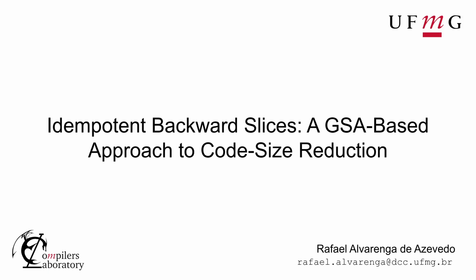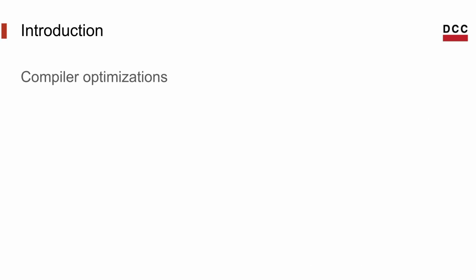Hello, my name is Rafael Alvarenga, and I'm a graduate researcher in the Compilers Lab at UFMG. In this presentation, I will defend my master thesis entitled Idempotent Backward Slices, a GSA approach to code size reduction.